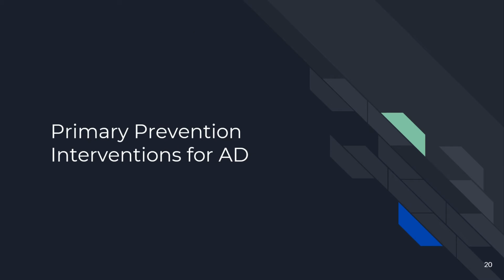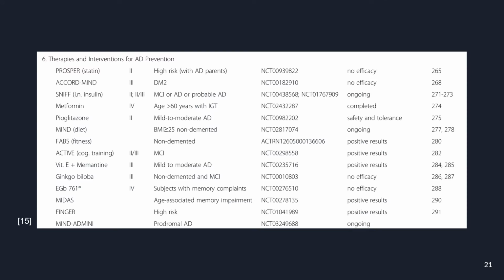Next, I'll be discussing some primary prevention interventions for Alzheimer's. So on this slide, you'll see an extension of the table from slide 15 that includes different therapies and interventions for Alzheimer's prevention. In the following slides, I'll discuss the effect of primary prevention interventions on Alzheimer's.